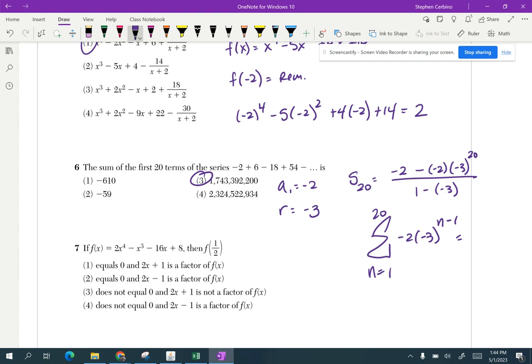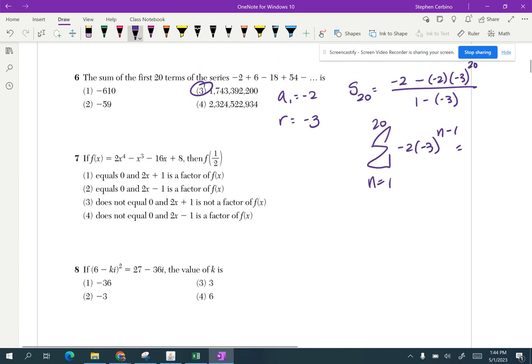All right, moving on to number 7. So number 7 asks us to find the value of f of 1/2 and then tell us what it means. So first things first, I got to plug in 1/2 to that equation. So if we do 2 times 1/2 to the fourth, and again, you're typing this in the calculator exactly how you see it with the parentheses and everything. It's the nice thing about Desmos, just make it look the same. We get 0.